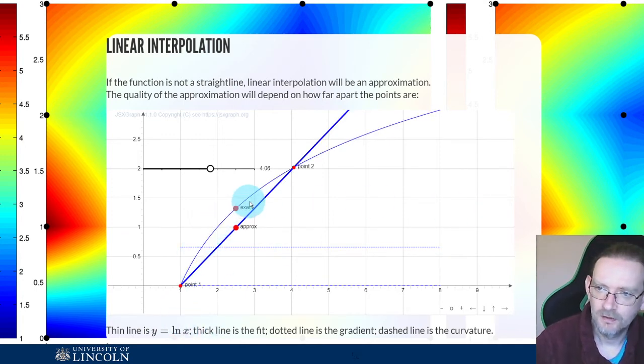So the thin line's the real function, and that's y equals log of x, and then we're just taking the linear approximation between the function evaluated at 1 and 4.